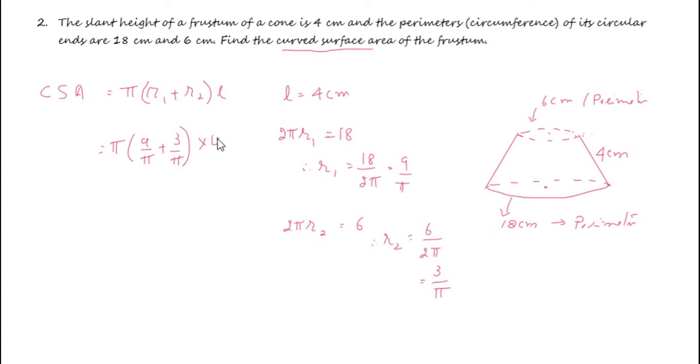L is 4. That is equal to pi into, let us take this pi out. So pi divided by pi cancels out. Then 9 plus 3, 12, into 4. So this is 48 centimeter square. This is the curved surface area of this frustum.